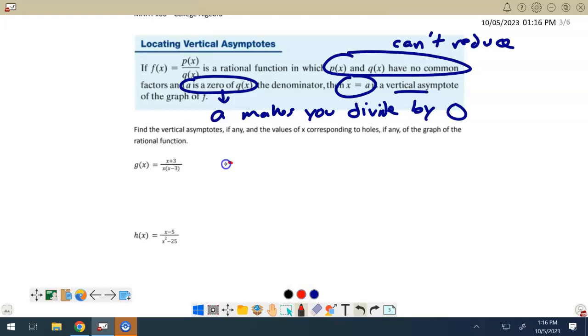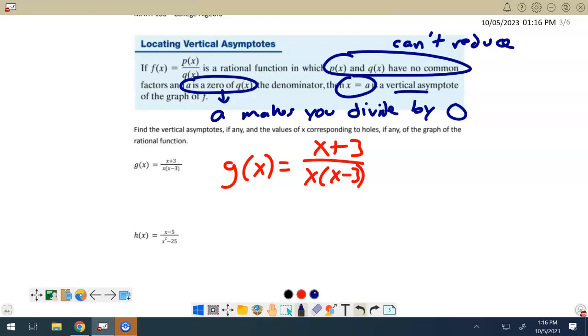All right. So for example, we have g of x here, x plus 3 over x times x minus 3. So for the vertical asymptotes, again, the numerator doesn't really matter, unless you can reduce it, and that's something that's going to happen in h of x here in just a minute. This doesn't reduce, right? None of the factors are the same, so I can't cancel anything out, even though they're close, right?